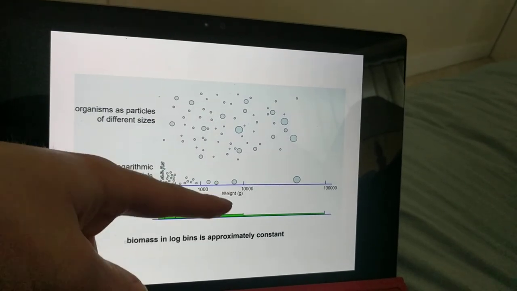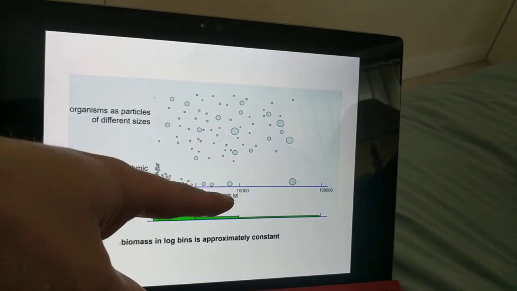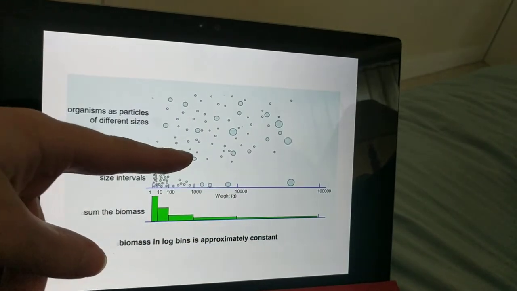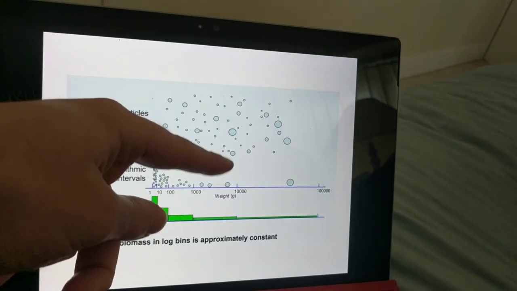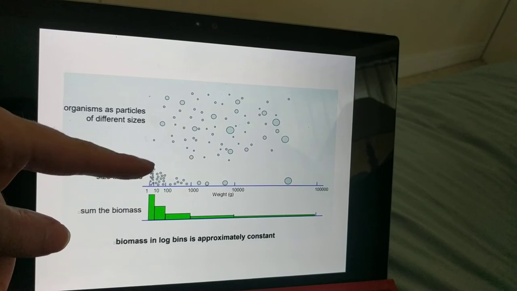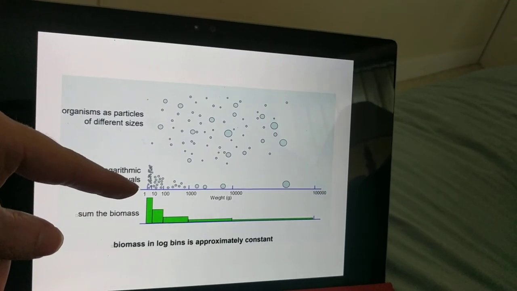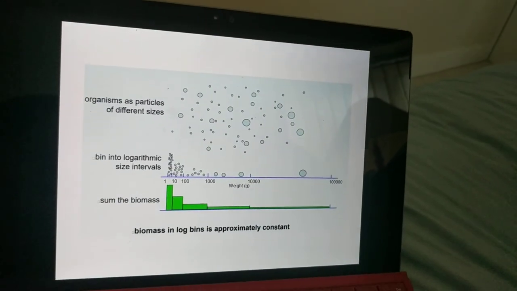So there are not many organisms in this bin between 10,000 and 100,000 grams. But those organisms are very heavy, and it turns out that the biomass is the same as the biomass, say, in this first bin, the total biomass of organisms with a weight between 1 gram and 10 grams. It's quite a remarkable idea.